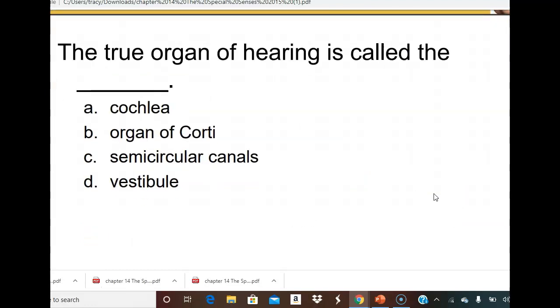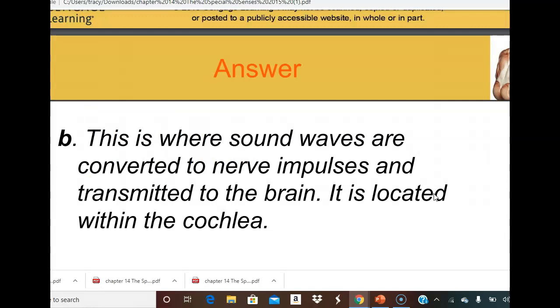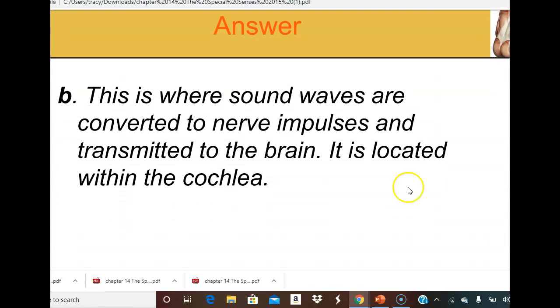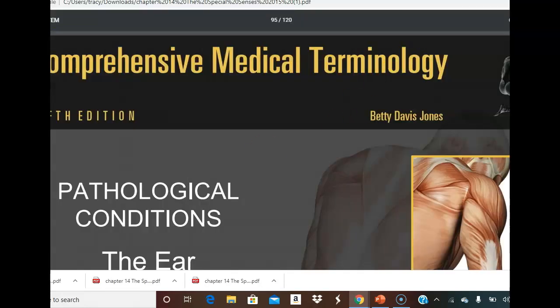All right, so question. The true organ of hearing is called the organ of Corti. It is within the cochlea. The cochlea is the house. The organ of Corti is the actual true organ of hearing. So that's our anatomical structures.